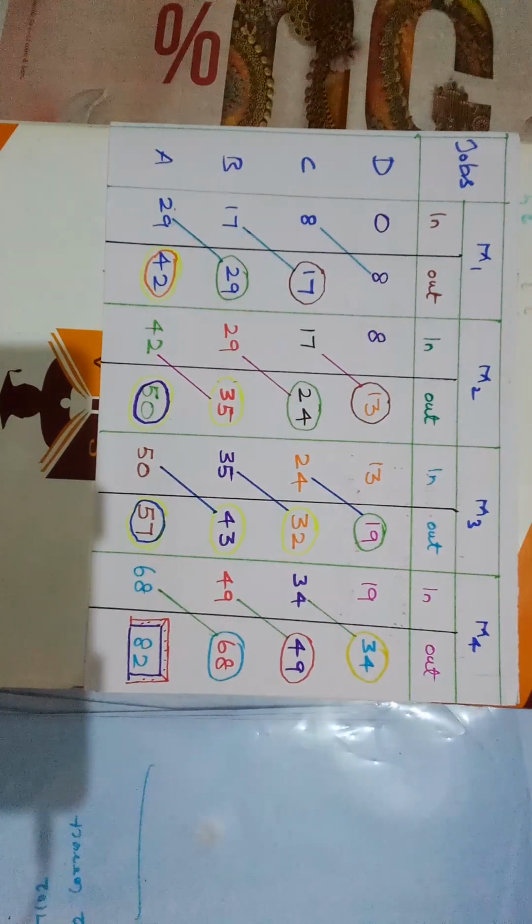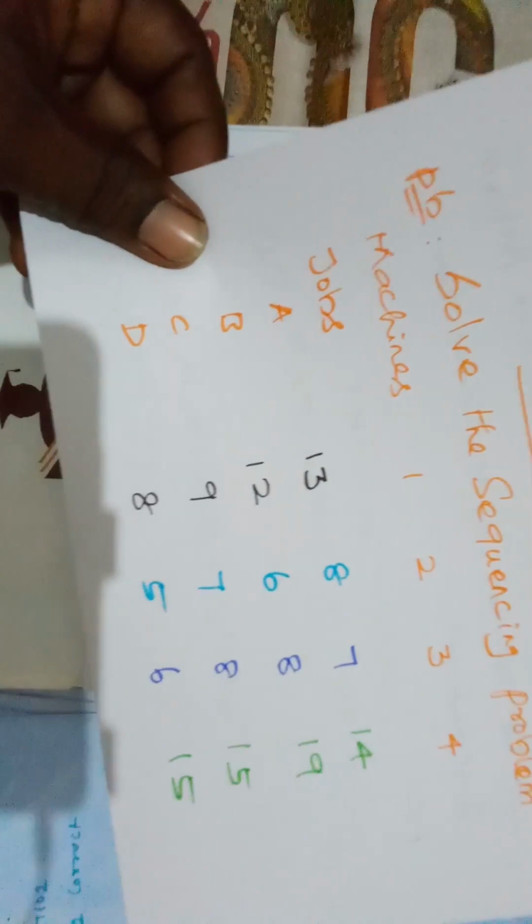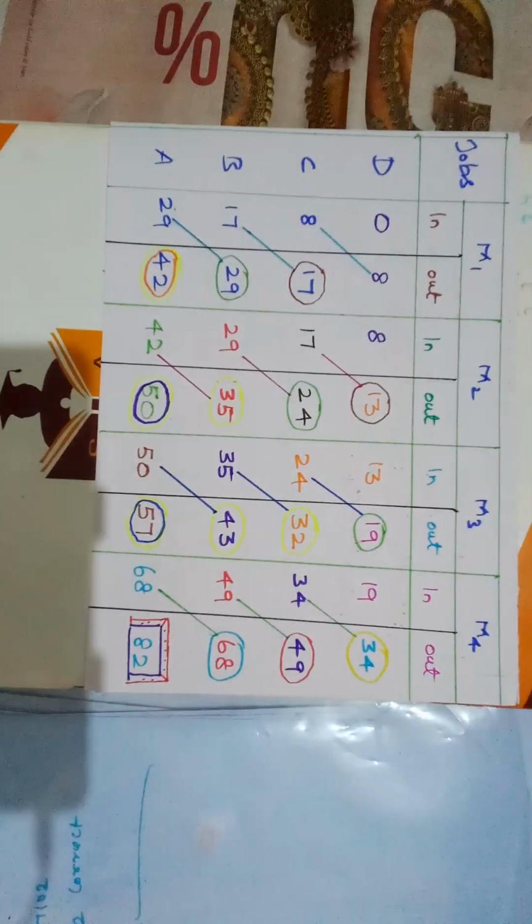Then move to the next machine M2. So 8 is the ending time of M1, at the same time it is the entering time of M2, isn't it? Okay, what about machine 2? So machine 2 we are given, see this machine 2, the same D, that is 5. So 8 plus 5, that is 13. It is the ending time of machine 2. It is the same, I mean entering time of M3, that is 13.